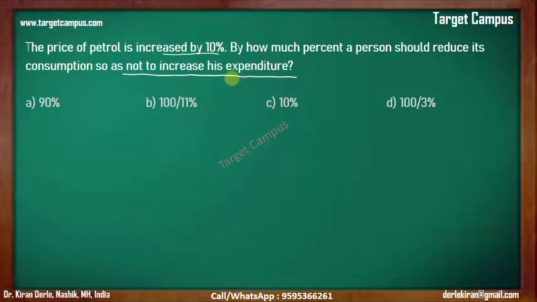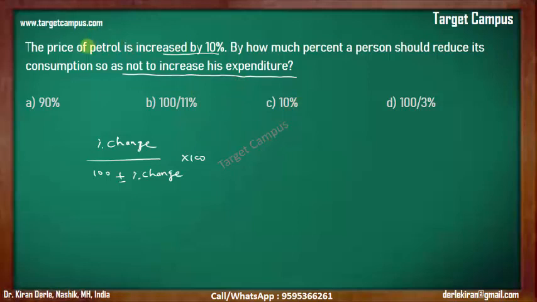So whenever we get a problem like this, right, not to increase or expenditure should remain same, the direct formula for this is percent change upon 100 plus or minus percent change into 100, and this is going to give us the price increase or price decrease if the expenditure remains same.